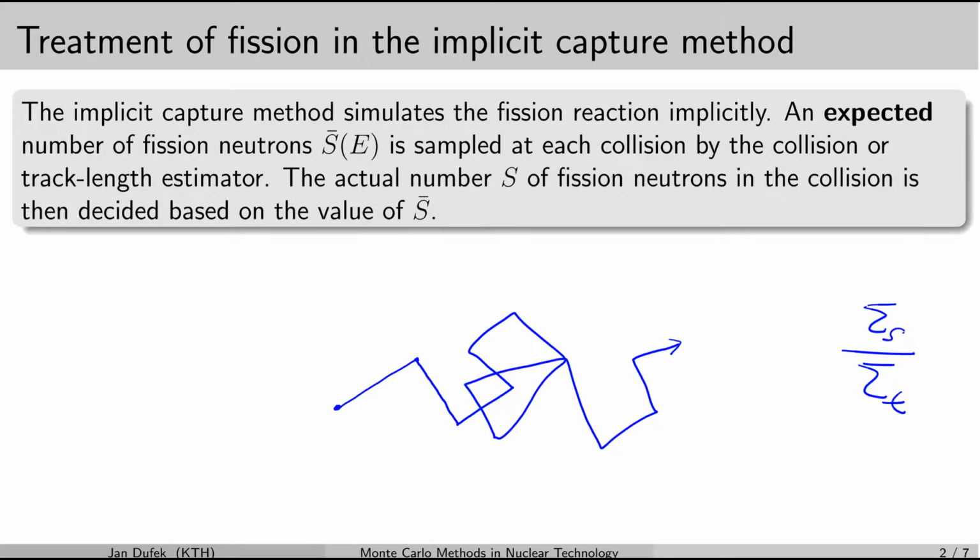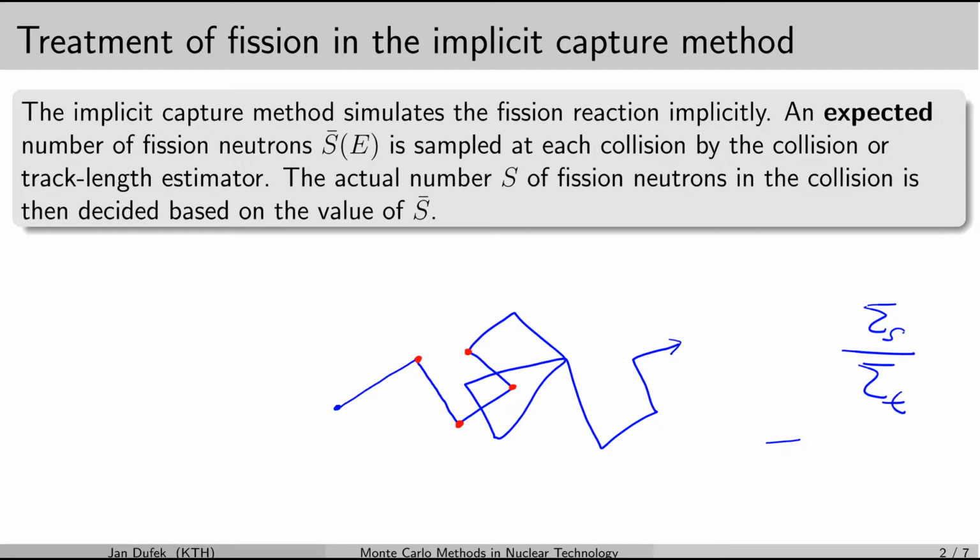The implicit capture method accounts for the fission reaction implicitly. It implicitly simulates the fission reaction at every collision point. So every time the neutron collides, the fission reaction accounts for a certain decrease in the statistical weight of the neutron. That follows from the fact that we multiply the weight of the neutron at every collision point with the ratio sigma s to sigma t.